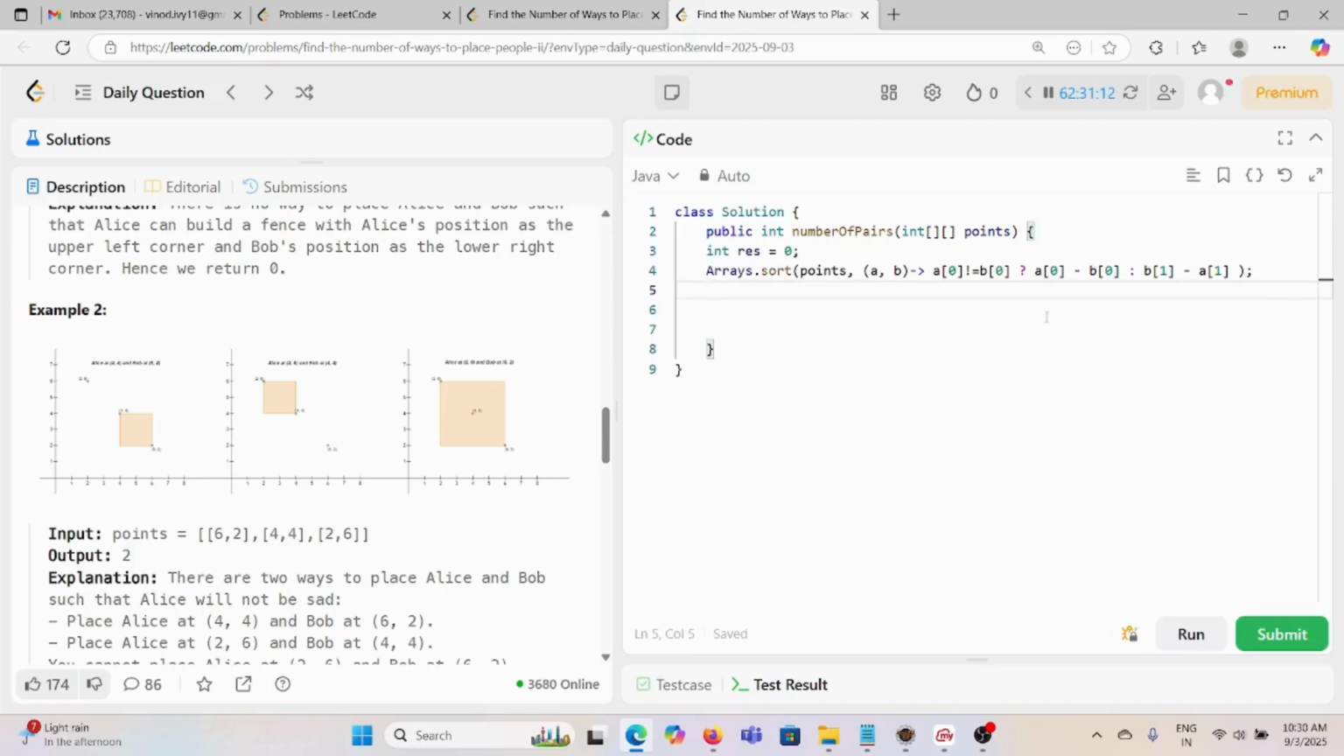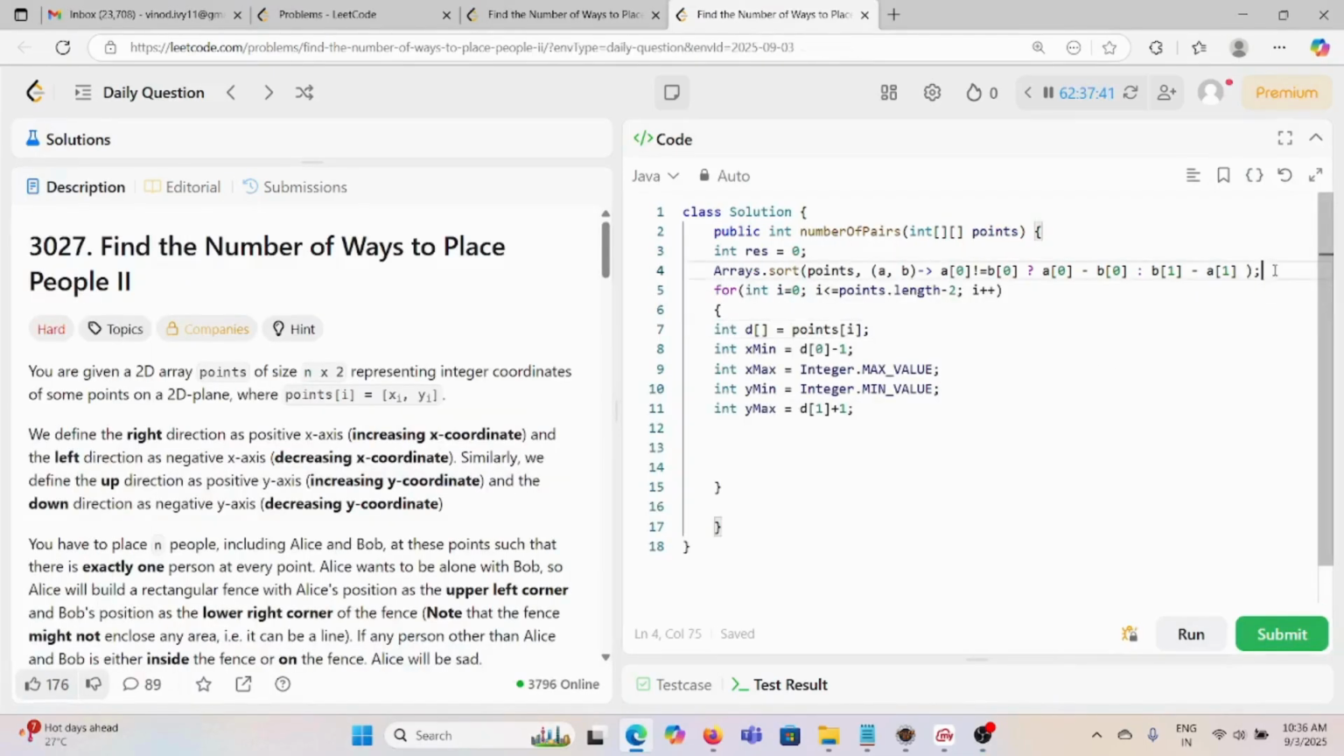Okay, you can see here, after sorting this points array based upon the x-axis, we are traversing through this array. Now you can see i equal to 0 to i less than or equal to length minus 2. We are going up to the second last element of points. Why? Because these are the possible positions for Alice. Now on the right side we have to find Bob's position. So that is why we are stopping at the second last position, because at least 1 point should be there on the right side for Bob.